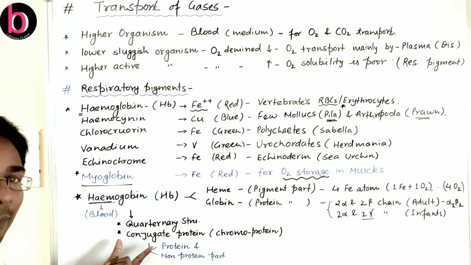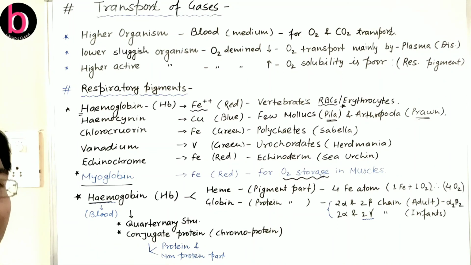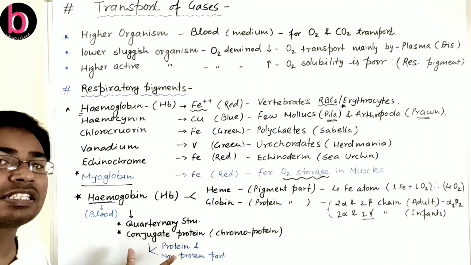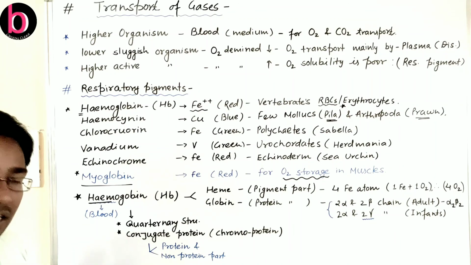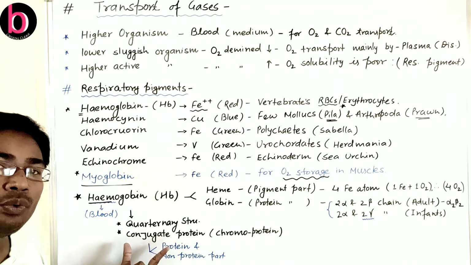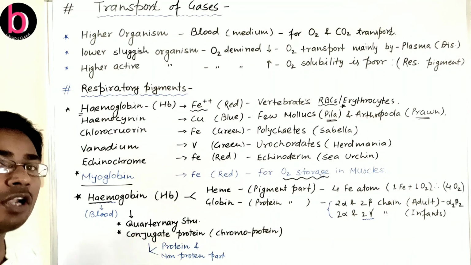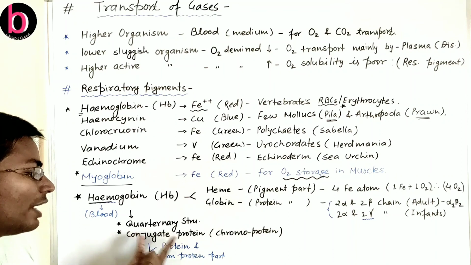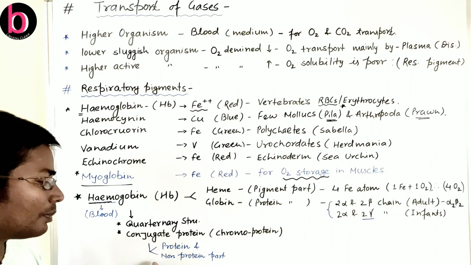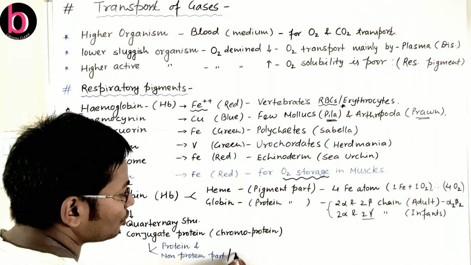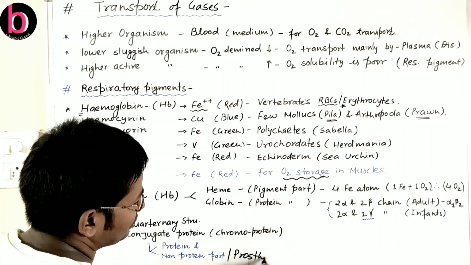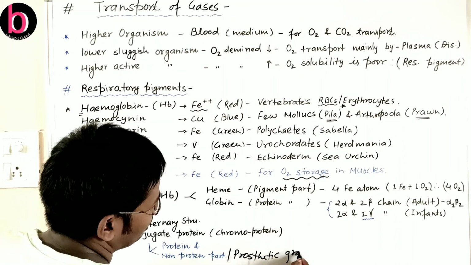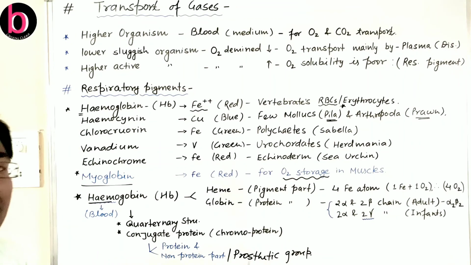If we discuss the nature of protein, there are simply two categories of protein: simple protein and conjugate protein. Simple proteins are those which are made only of amino acids, and conjugate proteins are those which also carry some non-proteinaceous part. So conjugate proteins are made by protein plus a non-protein part, also known as the prosthetic group.